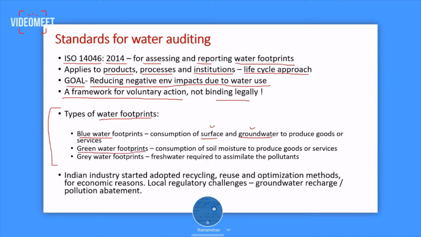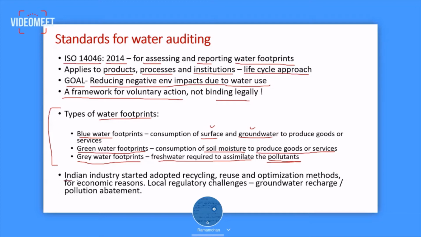Then there is the green water footprint. That means the soil moisture available, when it is used for producing goods or services, is called the green water footprint. Similarly, when some pollutants are emerging from the industry, and some fresh water is used to assimilate and treat that pollutant, or recycle it, then that kind of water footprint is the gray water footprint. This is basically how the standard defines them.